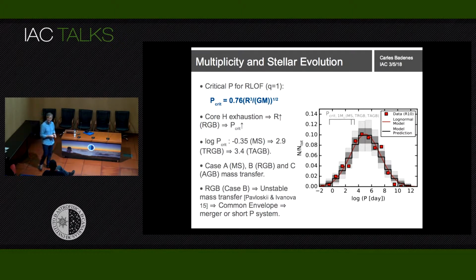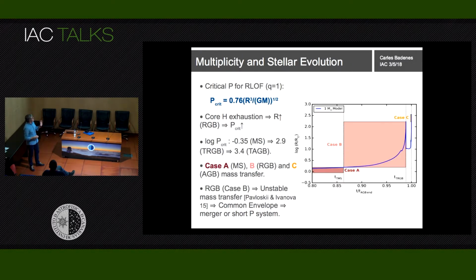Okay. As I was saying, this critical period is log P of -0.35 days in the main sequence, and gets to log P of 3 at the tip of the red giant branch and 3.4 at the tip of the AGB. Now, if you put this in terms of radius in a stellar evolution model, just to know what you're talking about, right? You have, this is time, this is the log of the radius of the star, this is for a sun-like star with MESA.